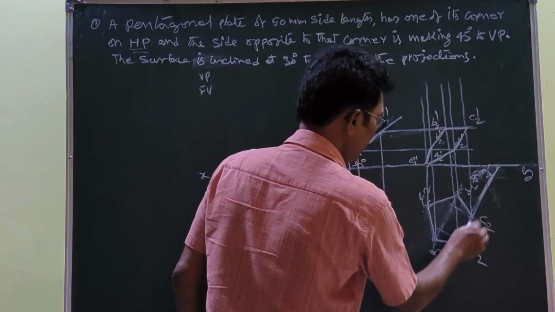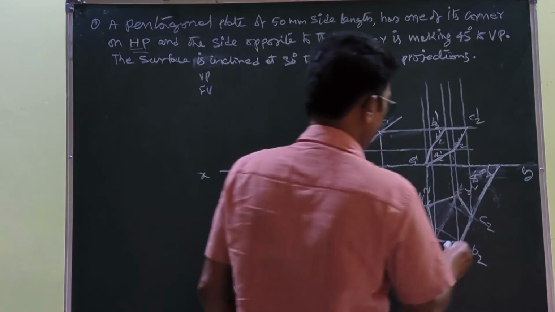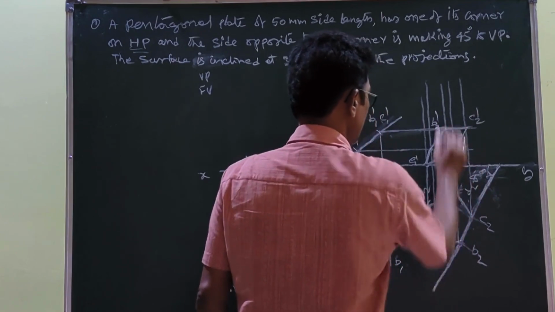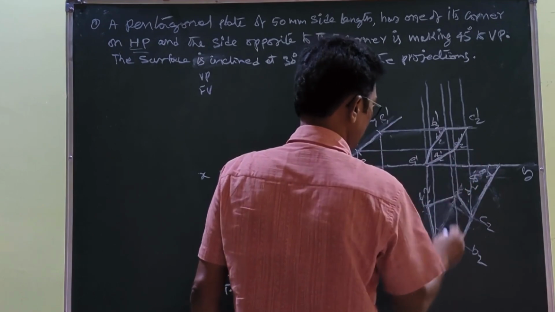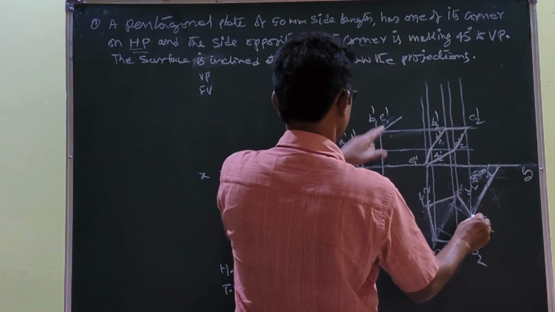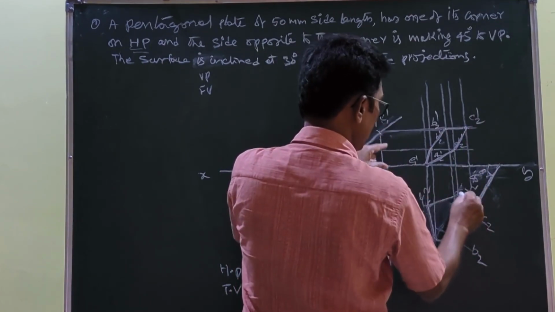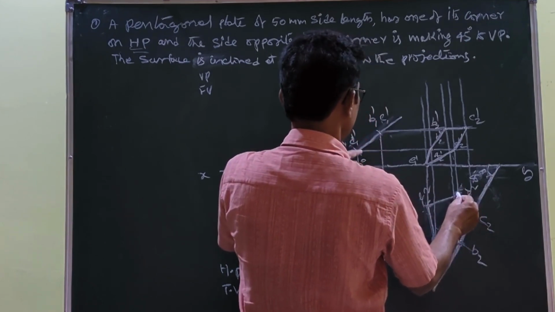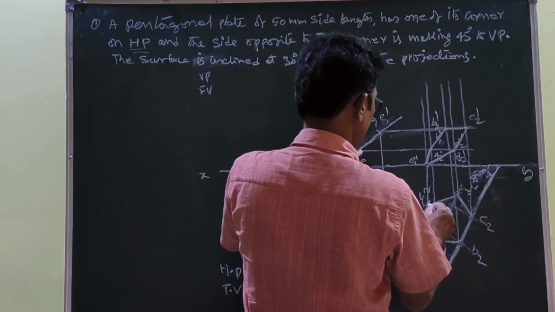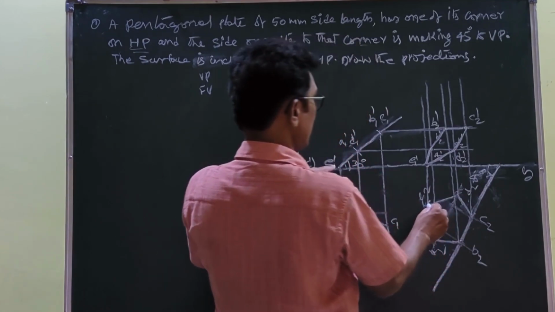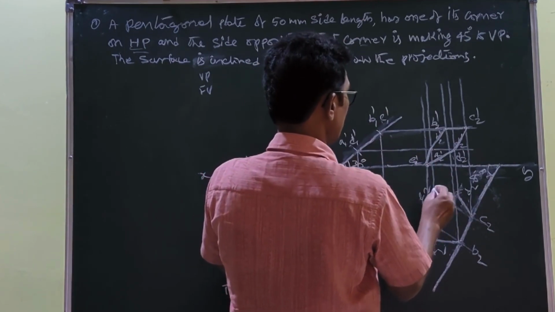This one side is making 45 degrees to VP. Then you draw the projectors like this, and you draw the horizontal projectors like this. Then you find the points here, C2 and C1 dash. They meet here. This is the C2 dash. D2, D1 dash, they meet here. This is the D2 dash. Next, E2, E1 dash, they meet here. This is the E2 dash.